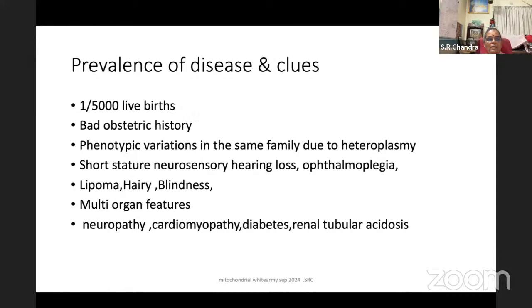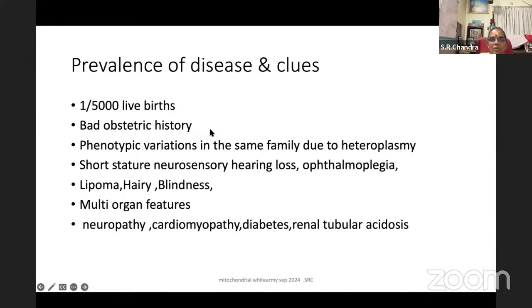So they may present as multiple abortions. So that is bad obstetric history. If the mother has got a bad obstetric history, we have to suspect there may be a mitochondrial disease, and there is natural selection. Nature eliminates the weak. So abortion is nature's attempt to eliminate the weak. So multiple abortions means they may have a mitochondrial disease. You have to suspect that.